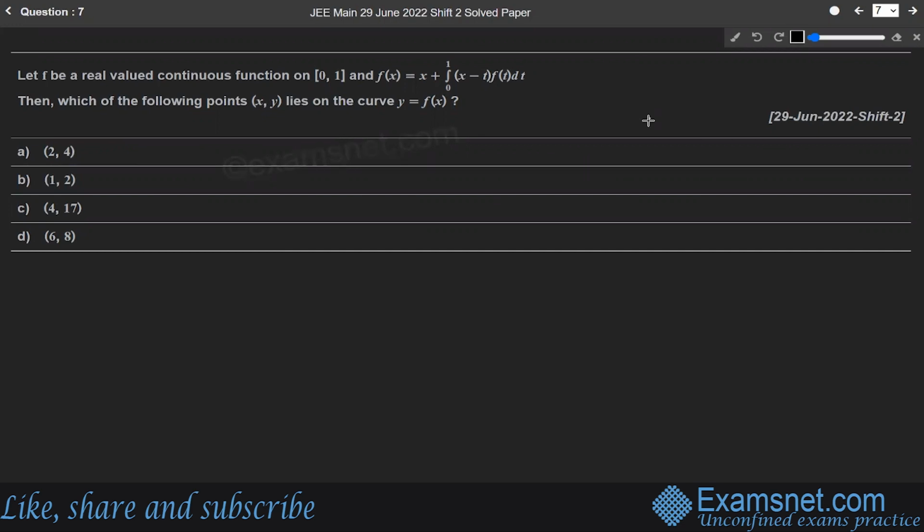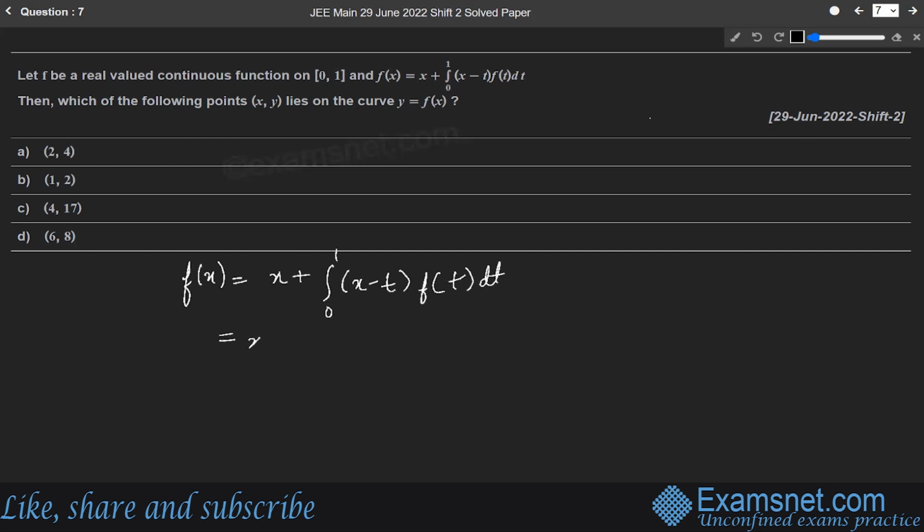And what is f of x? It is a function that is given in the form of integration. So firstly, let us write the function. f of x is equal to x plus the integral from 0 to 1 of (x minus t) into f of t dt.